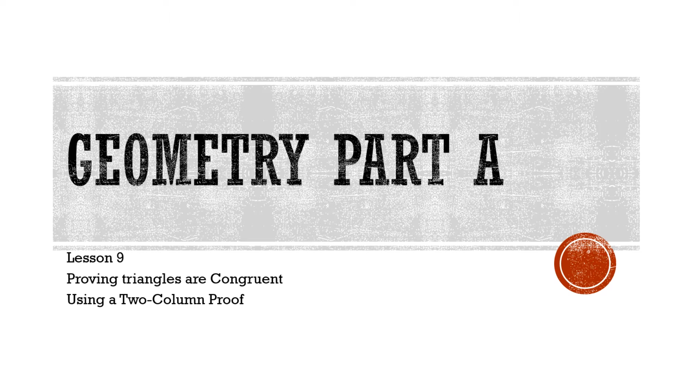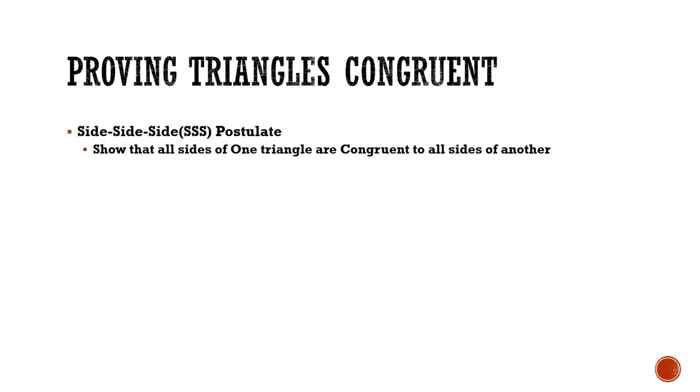This is Mr. Rowe. We're looking at geometry, part A. This is lesson 9, and we're looking at how to prove that triangles are congruent, and we're going to use a two-column proof. So how do we prove that triangles are congruent? In the lesson, we had some theorems and postulates that you were given with some examples that show you how to prove that two triangles are congruent.